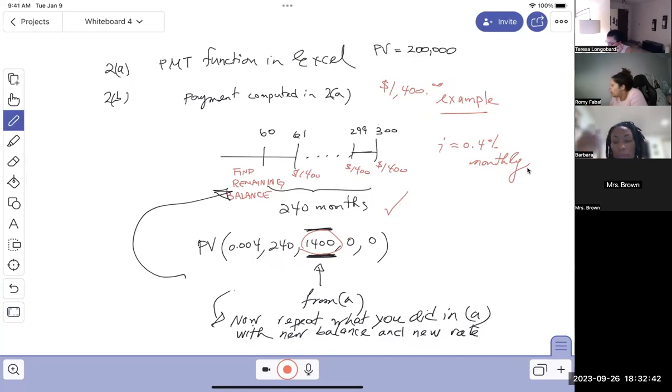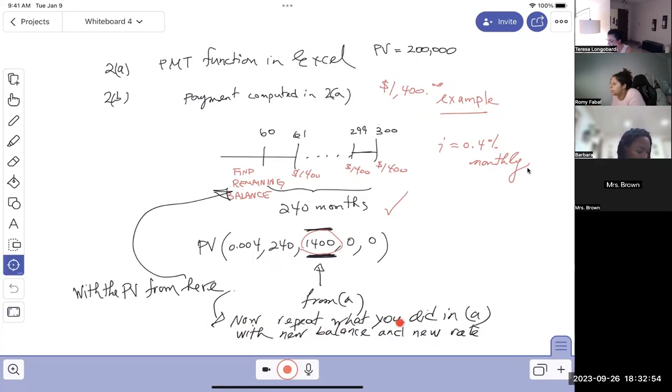So with the PV from here, you repeat what you did in A with the new balance and the new rate. The new rate is 0.3% to find the new payment.